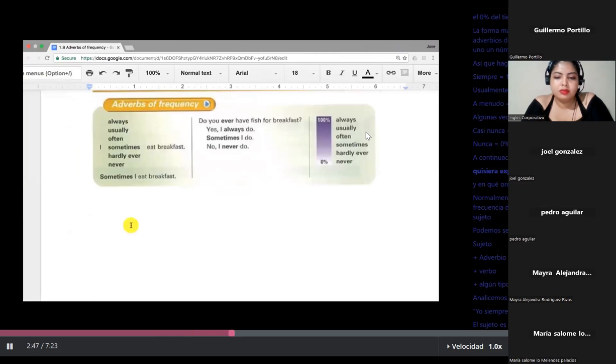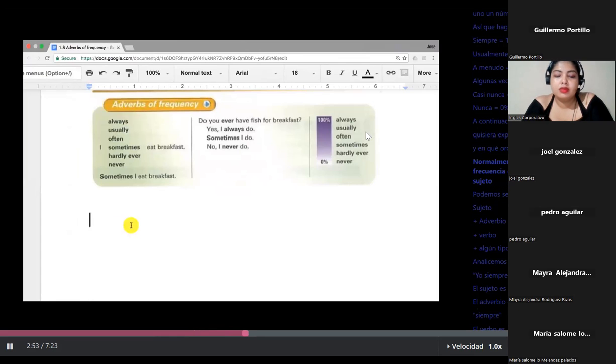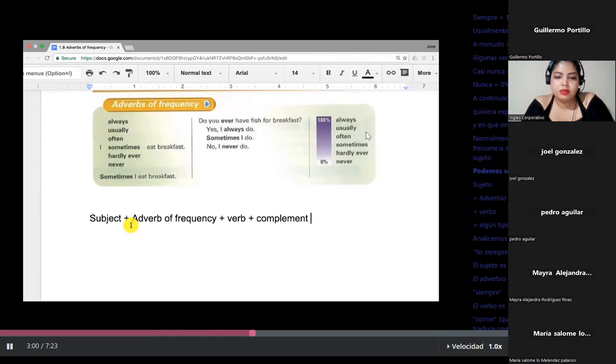Next, I would like to explain how to use them and in which order to use them. Typically, we will use adverbs of frequency after the pronoun or subject. We can follow this formula. Subject plus adverb of frequency plus the verb plus some kind of complement.